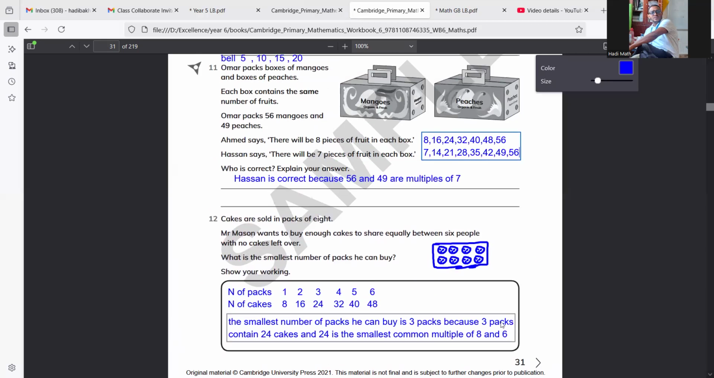So that is all about this exercise. I'm going to tell you again, please remember all the time and forever, whenever you're dealing with factors or multiples, remember to differentiate very well between both of them.